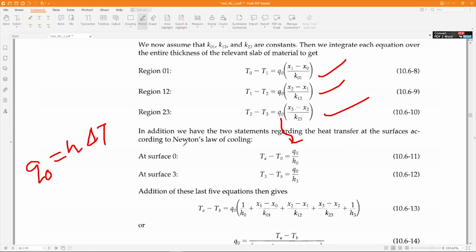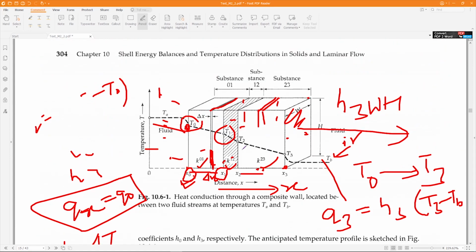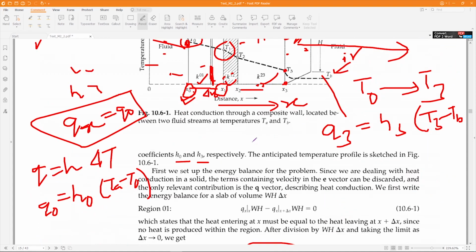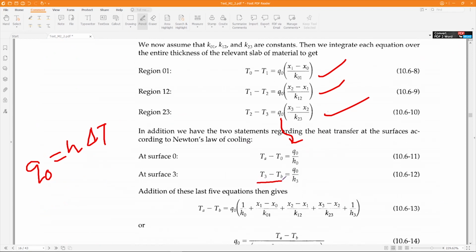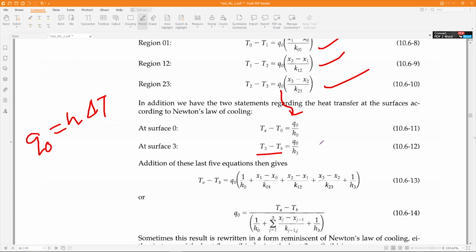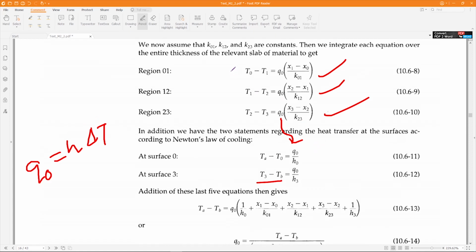Again, at surface 3 here, if you apply Newton's law of cooling, that will give you q3 equal to h3 times T3 minus Tb, right? Okay, so this is what you got. So you have this first equation, this second, this third, this fourth, this fifth. So just add them all. Okay, so if you add them all, what will you get?